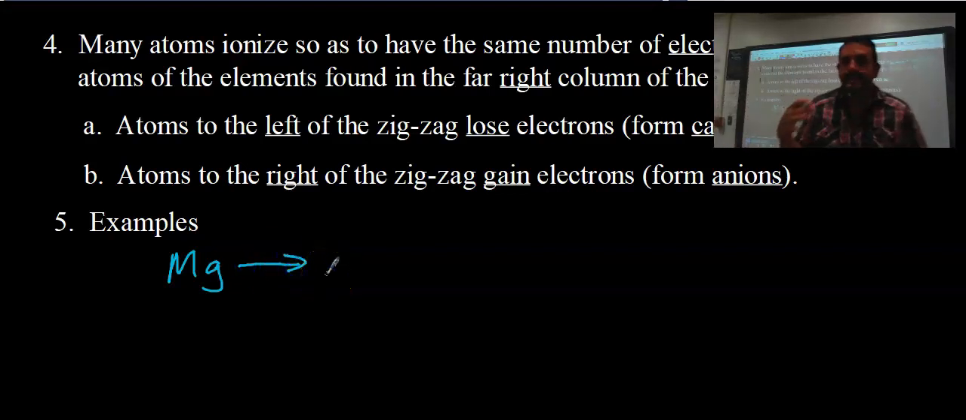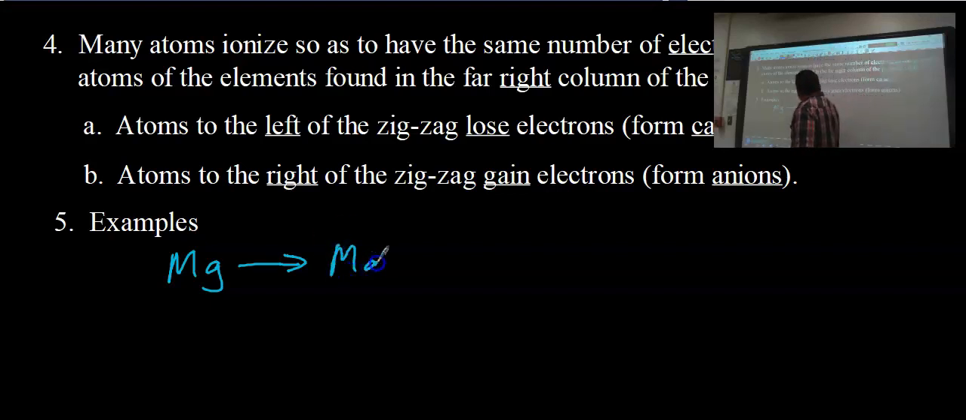And when magnesium loses 2 electrons, the ion that forms will have how many protons? That's right, it'll still have 12 protons. How many electrons will it have? It will have 10 electrons. 12 positives, 10 negatives for a net charge of +2.